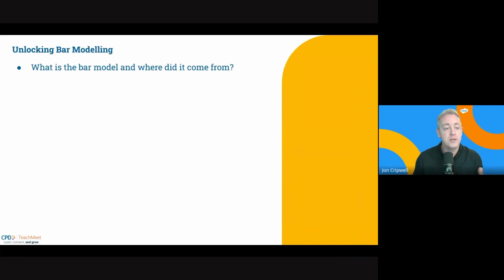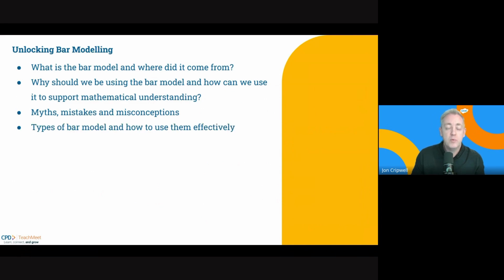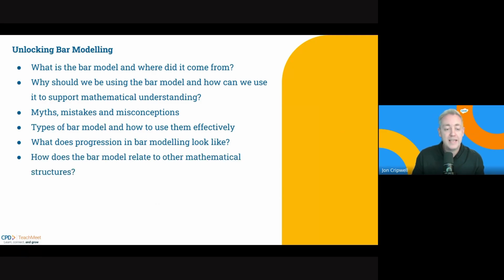Hopefully by the end of this session, we will have uncovered what a bar model is, and where it came from, why we should be using bar models, and how it can support mathematical understanding particularly. We will tackle some myths, common misconceptions and mistakes that sometimes happen with the use of bar models. We'll also consider different types of bar models, and how to use each one of them most effectively for different scenarios. And we will consider what progression in bar modelling might look like, and how the bar model relates to other mathematical structures as well.